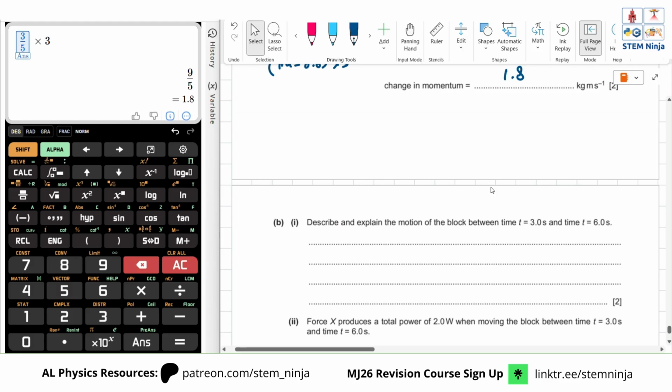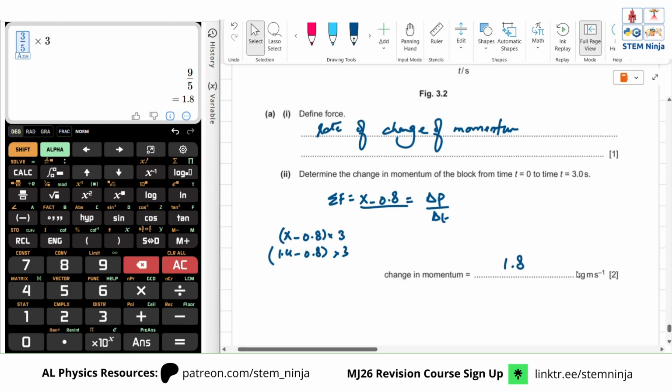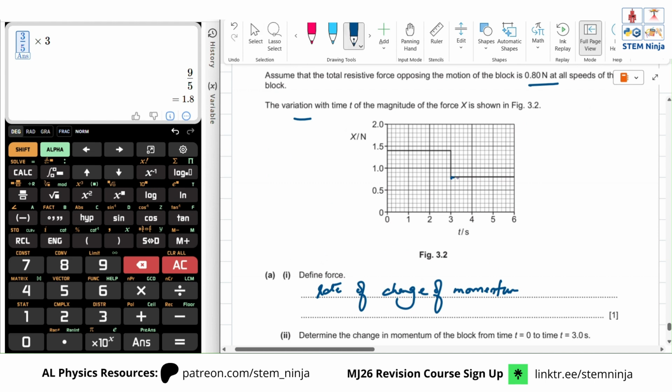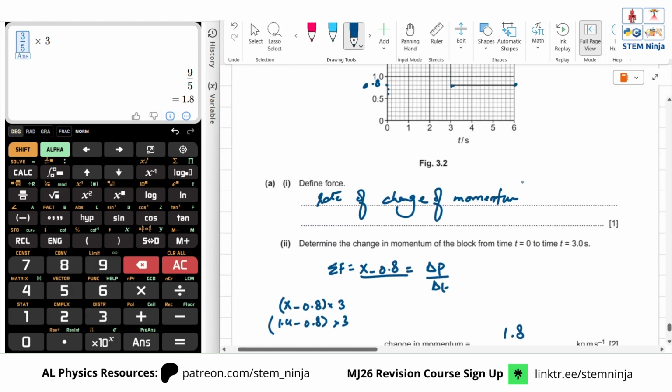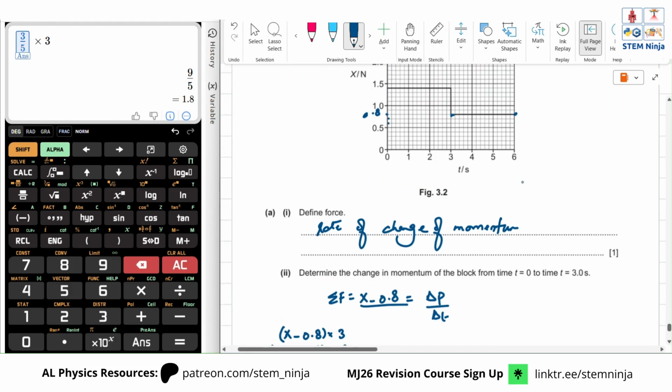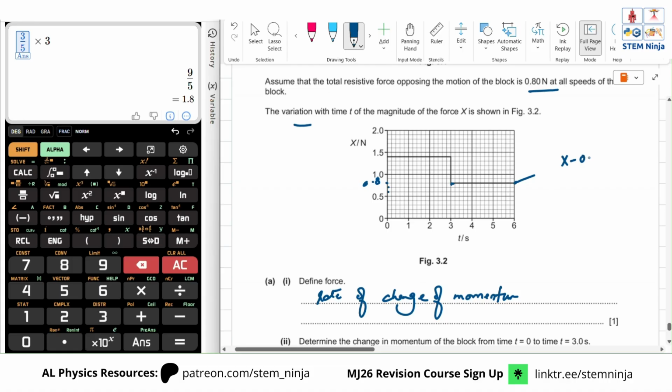Describe and explain the motion of the block between time t is equal to 3 and time 6 seconds. Between 3 and 6, X has become 0.8 and it remains so. So if it has become 0.8, then X minus 0.8 would be 0. That means acceleration is 0, change in momentum is 0, then rate of change of momentum, that means force, would be 0 also.